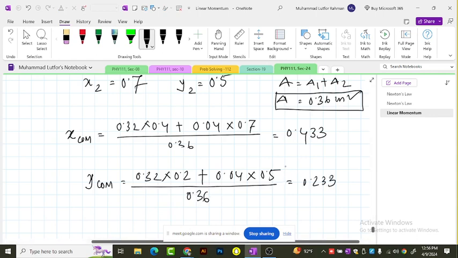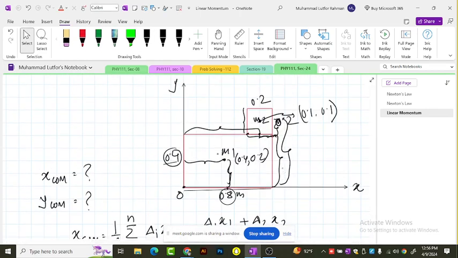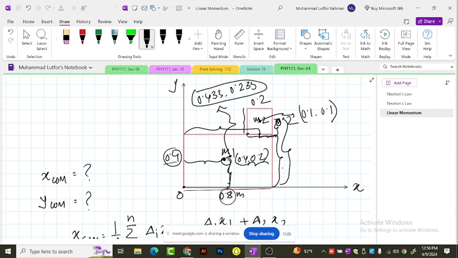That becomes 0.233. That's the center of mass of this two-dimensional case, and it is over here close to the bigger mass, right? Because that point is 0.4 and 0.2, I find 0.43 probably over here. Let's consider this is my center of mass of these two combined objects, which is 0.433 and 0.233. That makes sense, right? We said that the center of mass will always be closest to the bigger mass. That's why the center of mass of these two sheets of paper will be closer to the bigger object, which is this one.